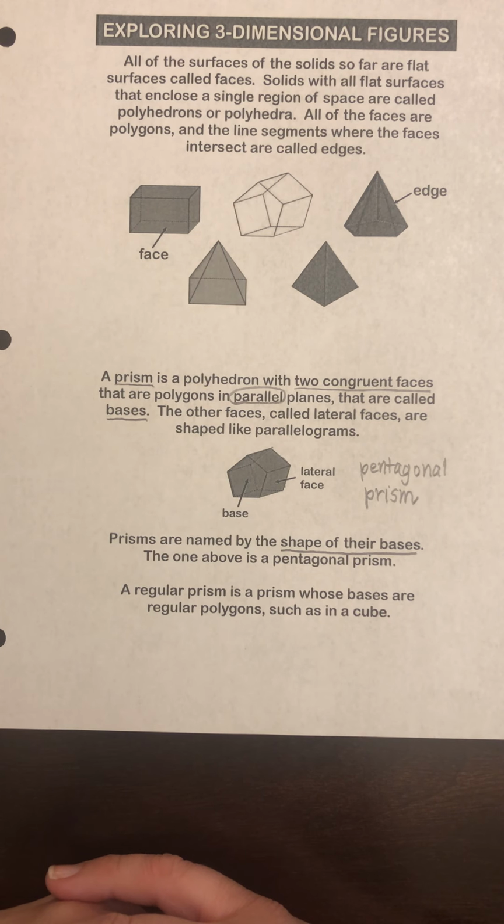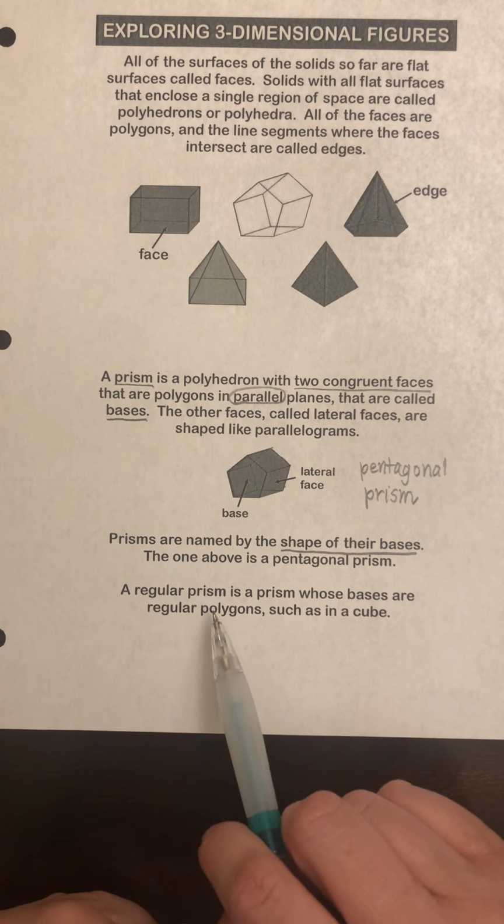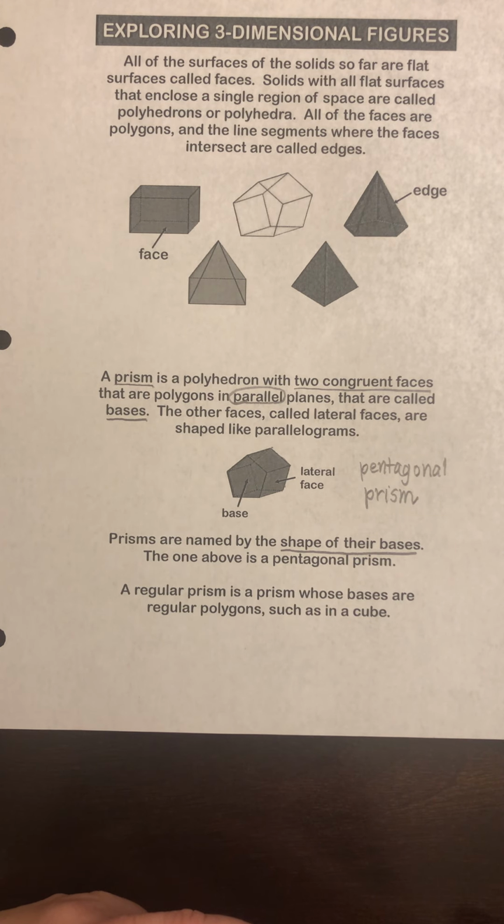So at the very bottom it says a regular prism. Now let's just talk for a minute about that word regular because we've talked about that word for many chapters. We said a regular polygon is a polygon where all of the sides are the same and all of the angles are the same. So remember we said it's equilateral and it's equiangular. Here, a regular prism is going to be a prism where the bases are regular polygons. So in other words, like a cube.